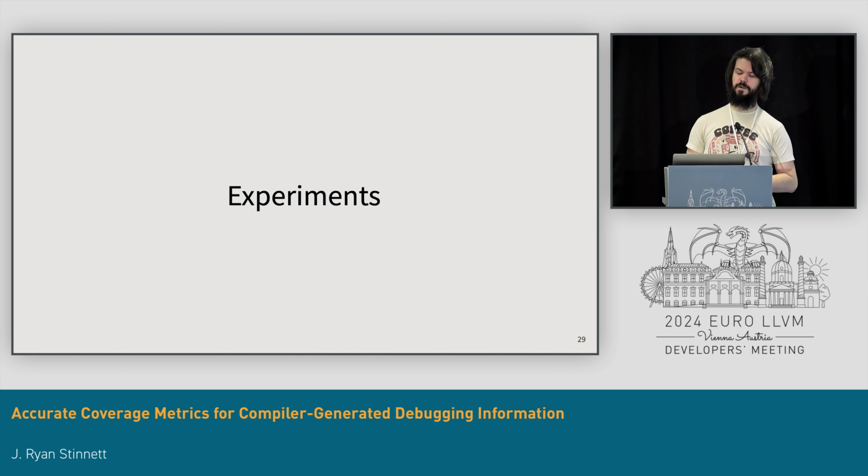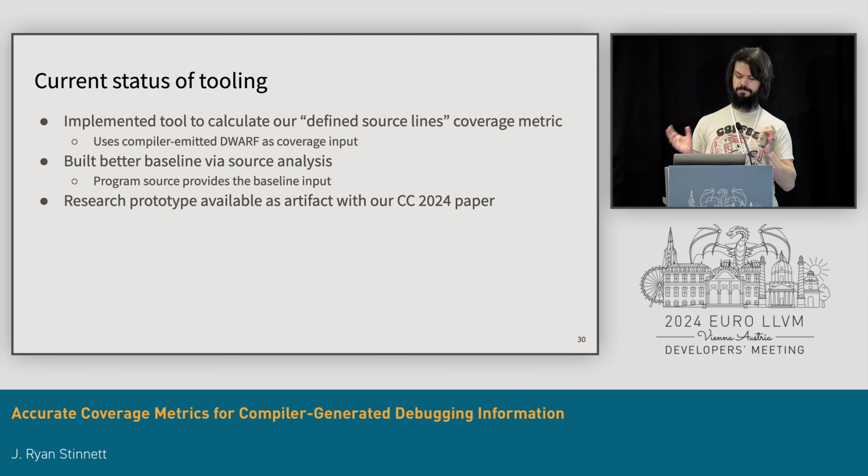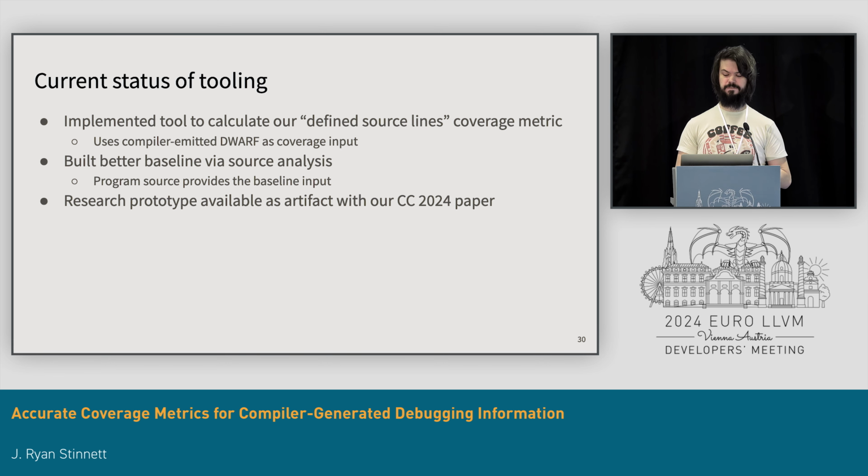Okay, so we did a number of experiments using this approach. Just to start off, the status of the tooling we implemented here is we've built a tool to calculate this coverage metric using the compiler-emitted DWARF as the input, and then it also adds on this baseline using the source analysis that I described before. There is a research prototype, I'd call it, available with a recent paper that we published on this in the CC conference.